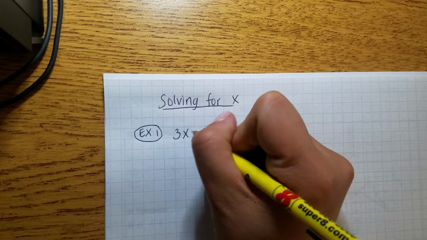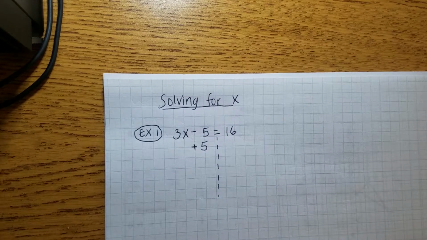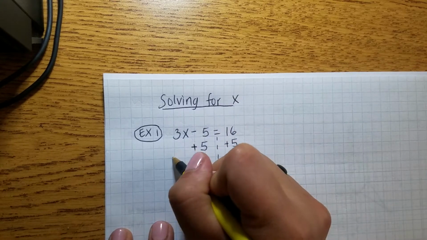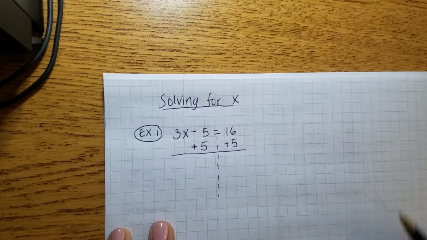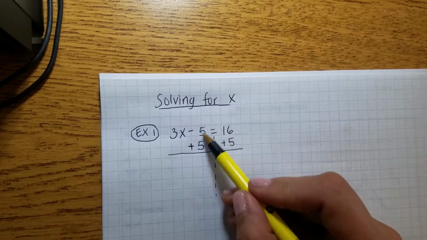Okay, to get rid of this minus 5, we do the opposite, which is plus 5. So if I add 5 to the left side, what do I have to do? Add 5 to the right side. All right, Johnny, what cancels out? The negative 5 and the 5?